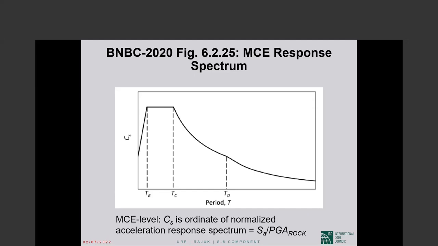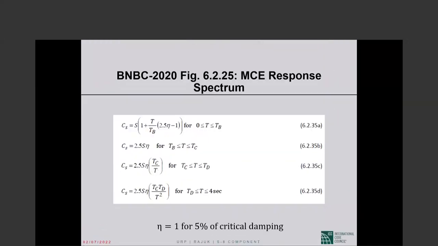The C sub S of BNBC 2020, when it is MCE level, as the title tells you, MCE level C sub S is S sub A divided by PGA, peak ground acceleration on rock. This is the relationship between C sub S and S sub A. It will come back in various forms.